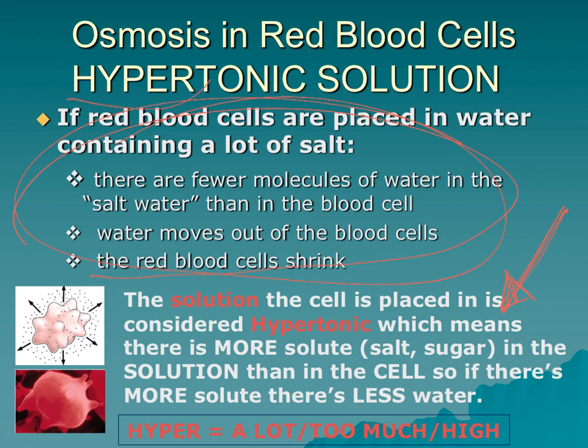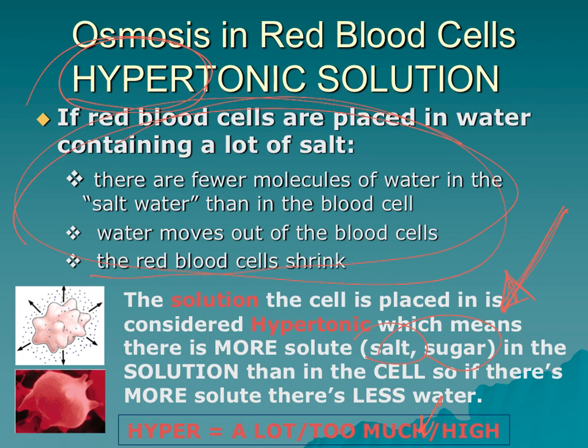So in a hypertonic solution, remember hyper means too much or high, okay? The solution is the water or whatever that is in the beaker that you drop the cell into. So we're not talking about the cell, we're talking about the solution. The solution that the cell is placed in is considered hypertonic because it has more either salt or sugar, depending on what's in that solution, than what's inside the cell. So if there's more salt, there's less water, okay? So if there's less water, that solution is going to be like, hey, I want that water.